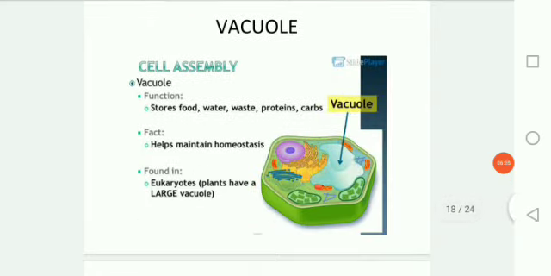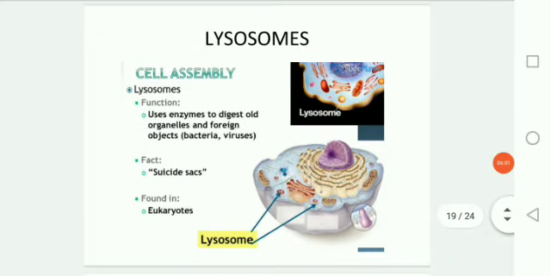Then we have vacuoles, which are empty spaces that store food, water, waste, proteins, carbohydrates, etc. They help to maintain homeostasis, and are found in eukaryotes, where plants have a larger vacuole and animals have a very small vacuole. Lysosomes are suicidal sacs. They are used to digest old organelles and foreign objects, and are found in eukaryotes.